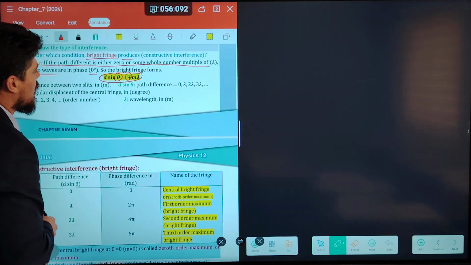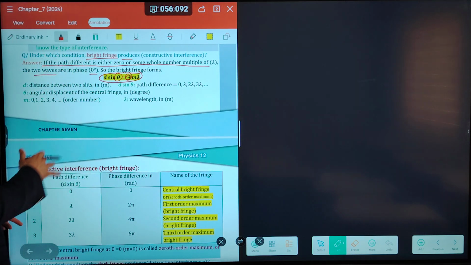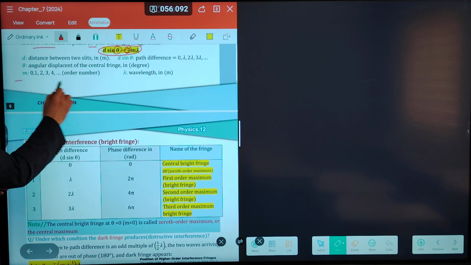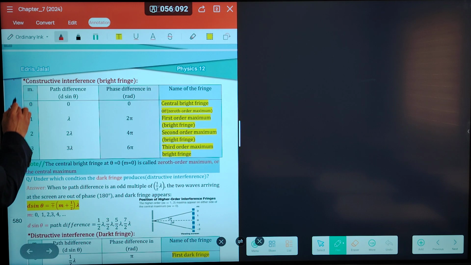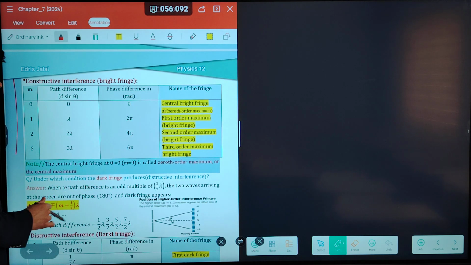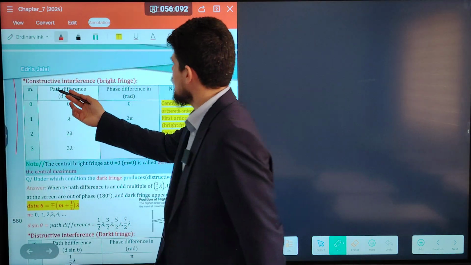Always, for all questions, you assume that it's positive above the central. And M is the order number, a whole number. Okay, it cannot be a decimal number like 1.2, 1.3. It should always be a whole number. Guys, I made a table here in order to understand easily.